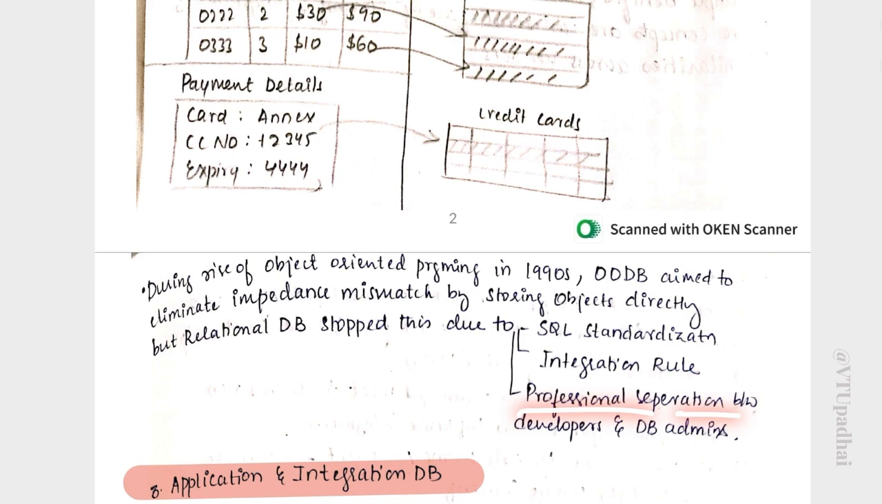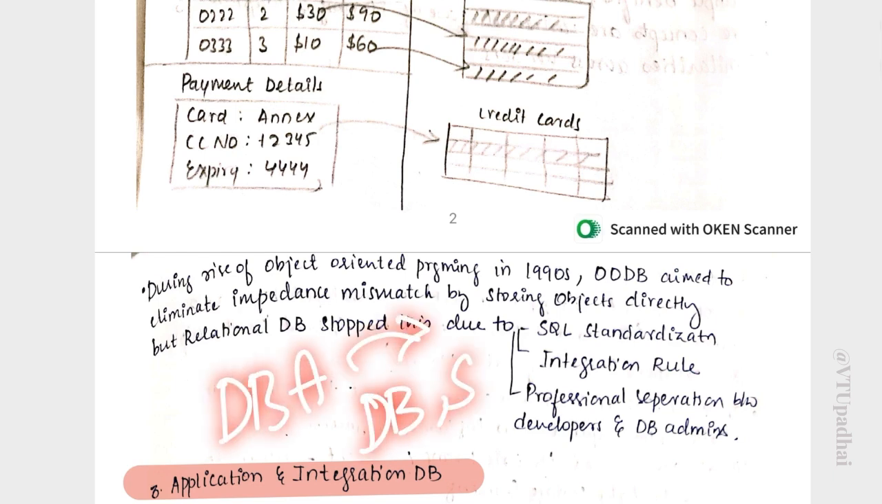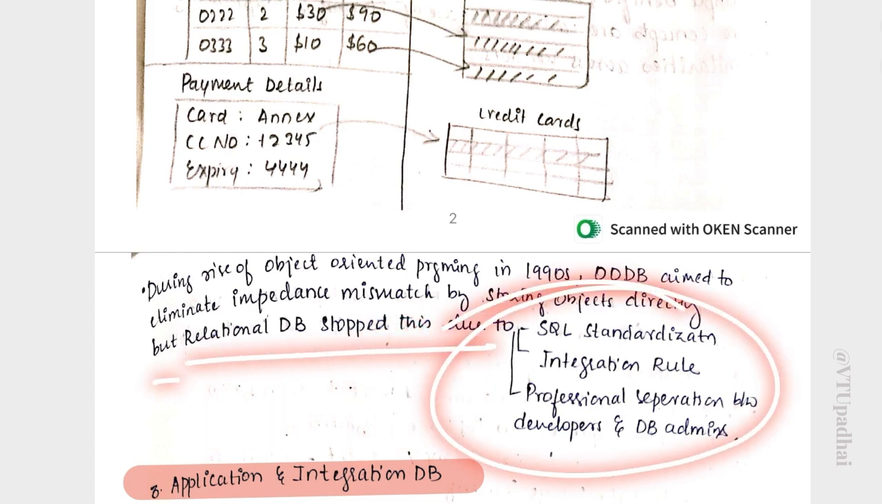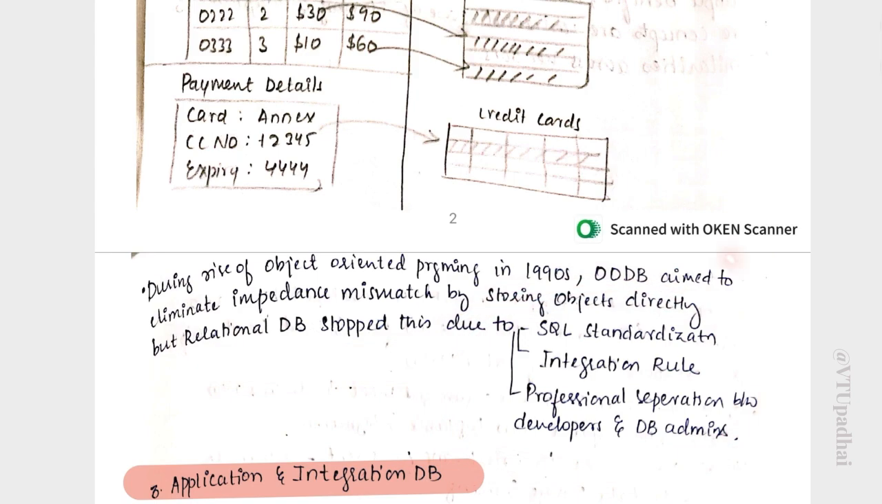Next, we have professional separation between developers and administrators. The growing distinction between application development and database management led to the emergence of specific roles like application developer, which was focused on the business logic, and then database administrators, which was about data storage, optimization, specialization, and all those things. So these were the reasons which stopped the conversion to object-oriented databases.